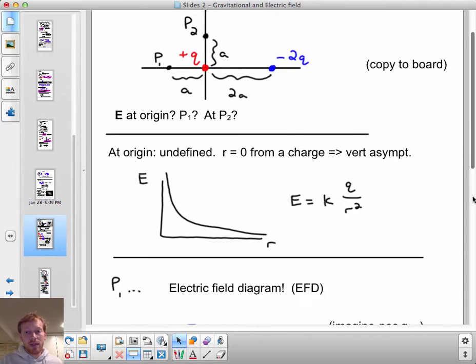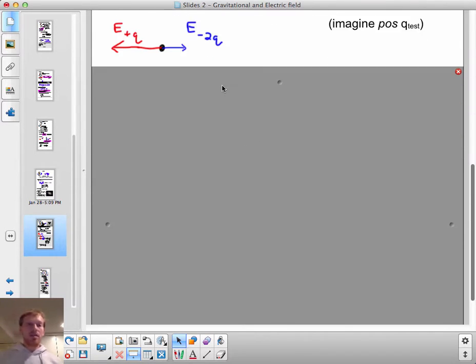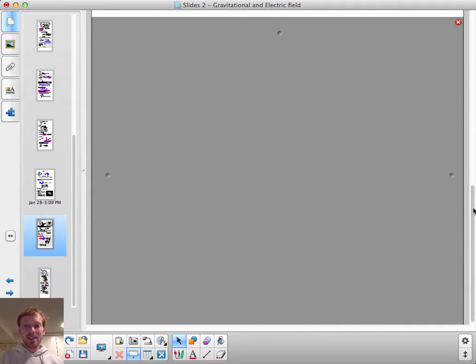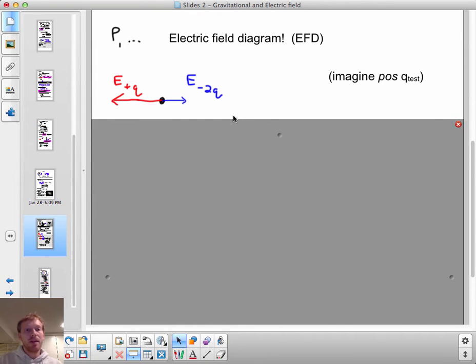So an electric field diagram is kind of like a free body diagram, except that there isn't actually a body at that location P1. There's just two contributions to the electric field, one contribution from each of the two charges.